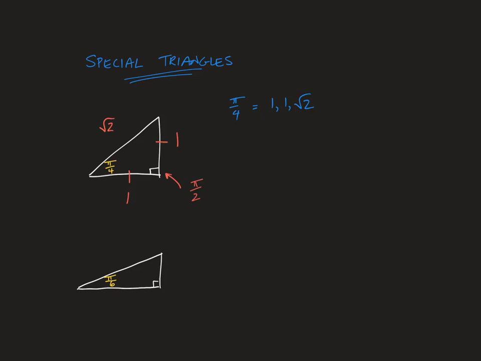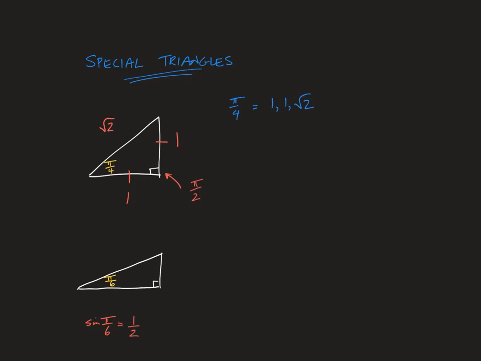Now, let's take a look at our next special triangle. This is our pi by 6. And so what we would normally do is we'd play around on our calculator a little bit, and I would ask you to punch into your calculator what the sine of pi by 6 was. Some of you will already know what that is. You're going to end up seeing that the sine of pi by 6 is exactly a half.